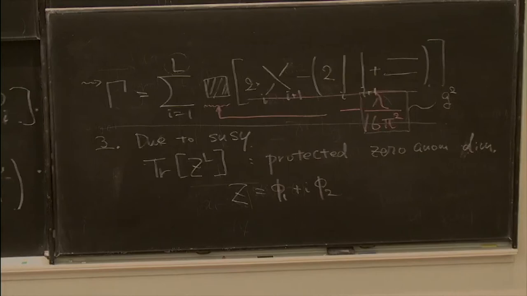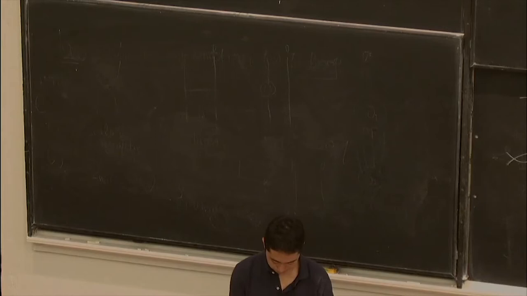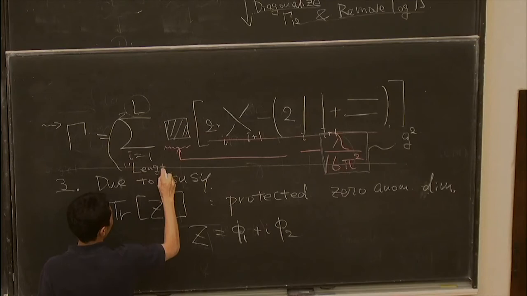But let me try to make the analogy more precise by considering some particular sector. In particular, I'm going to consider a sector in which you really get some spin chain, which actually appeared in Zohar's lecture. I didn't explain it very explicitly. L is the length of the operator. It's the number of fields contained inside a single trace.